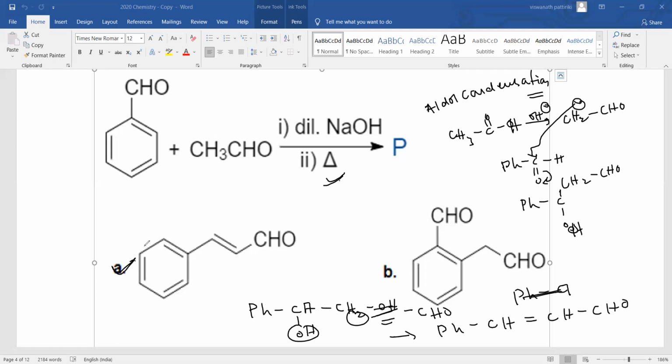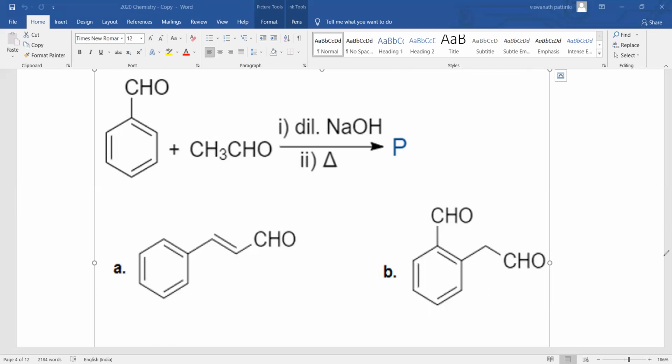Whenever you have dilute NaOH, that is aldol condensation. Whenever you are using strong base, then that is Cannizzaro reaction. Cannizzaro reaction is for compounds with absence of alpha hydrogen. Suppose you have only benzaldehyde, then it will react towards the Cannizzaro reaction. So hope you are understanding.